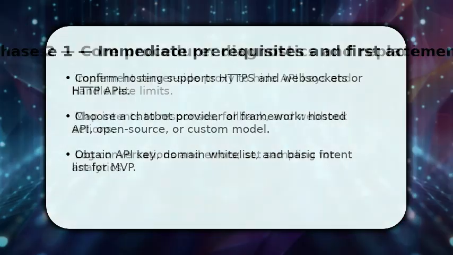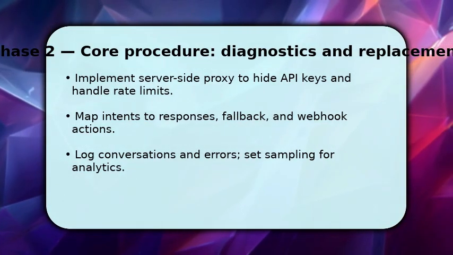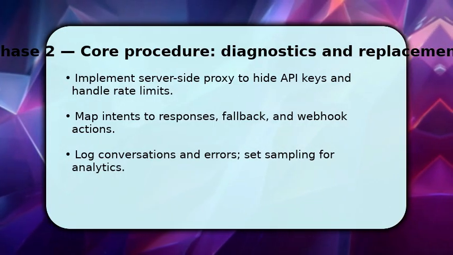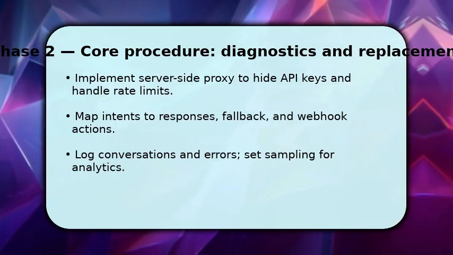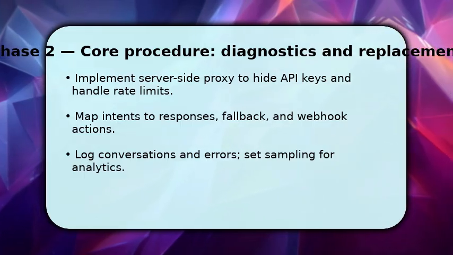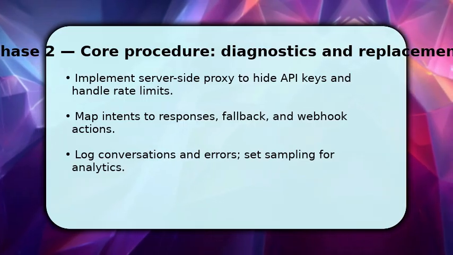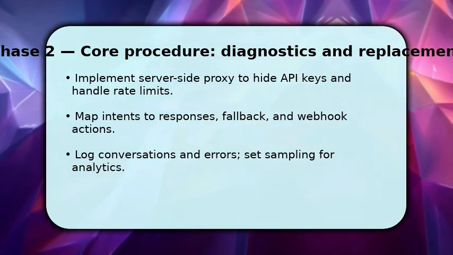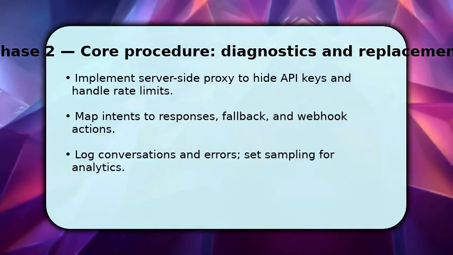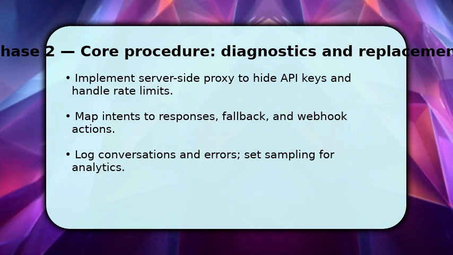Next, implement a server-side proxy that securely forwards requests and hides your API key. This also lets you manage rate limits and retries. Then, map your intents to canned responses, dynamic content fetches, or webhook actions. This is how the chatbot becomes useful. Make sure to add a graceful fallback intent and structure logging so you capture conversation samples and errors. Once done, you'll be able to iterate on logic without exposing secrets or failing silently in production.